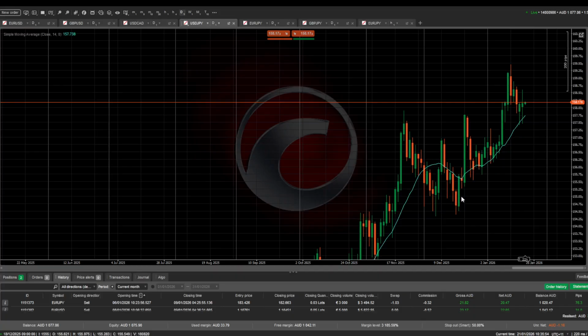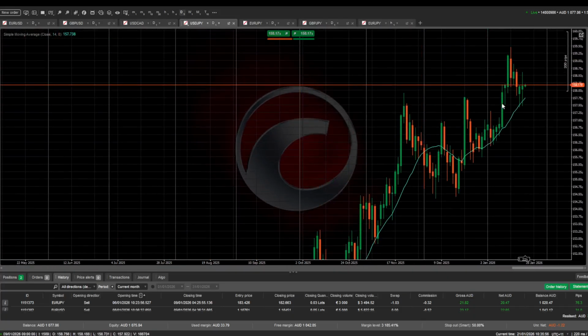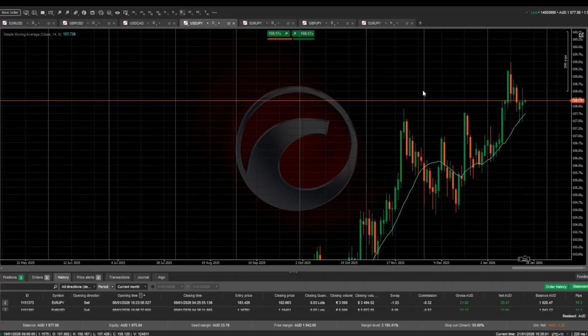It's currently in a very strong uptrend, so it's probably going to be a profitable trade if you did place it from here upwards. But I will be giving this one a miss on my live account.